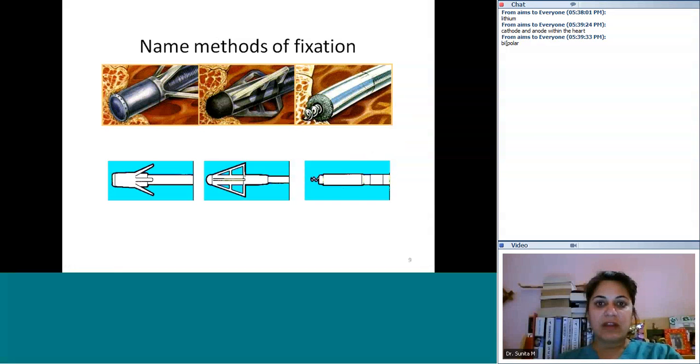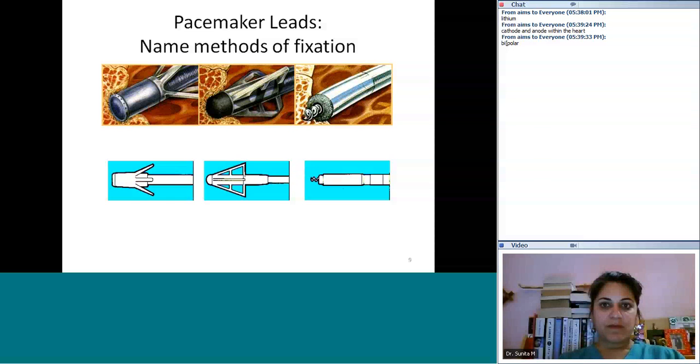Now these pacemaker leads, can you name the methods of fixation? These are the three methods I have here. Can you name what is the first, what is the second, and what is the third? And this is, oops, I gave you the answers, so I'm taking them out. So what are the three methods of fixation that you can see in this slide?